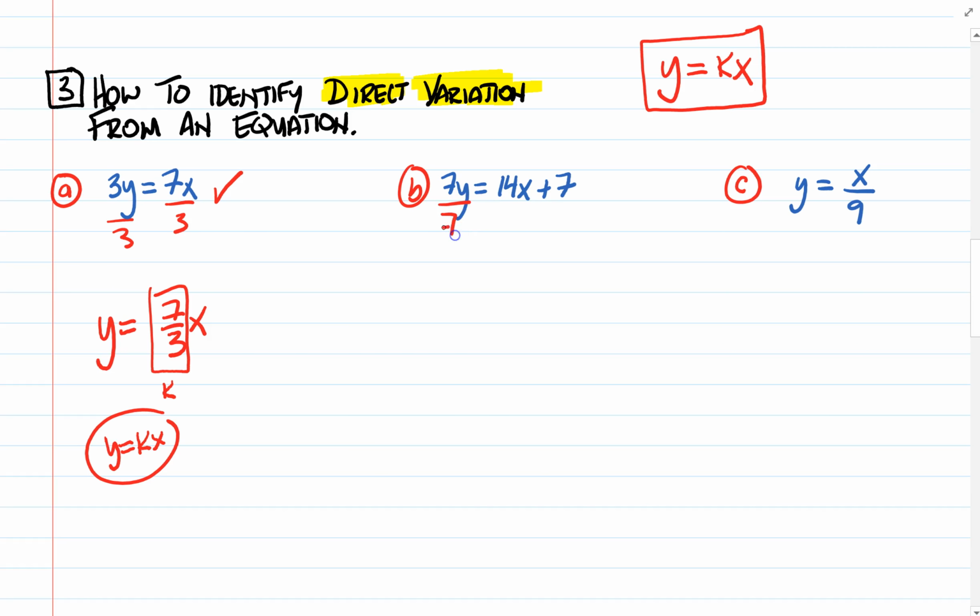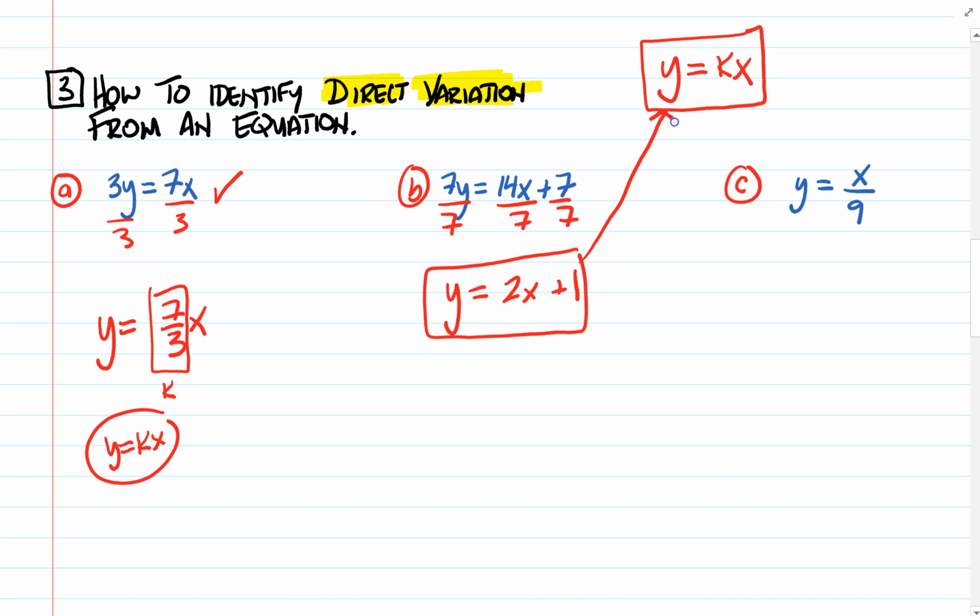Let's do the same trick for part B. If I divide everything by 7 here, I would get y is equal to 14 divided by 7 is 2x, and then plus the number 1. Well, this does not look like y equals kx, so therefore it is not direct variation. So this is not direct variation because it does not have the form y equals kx.